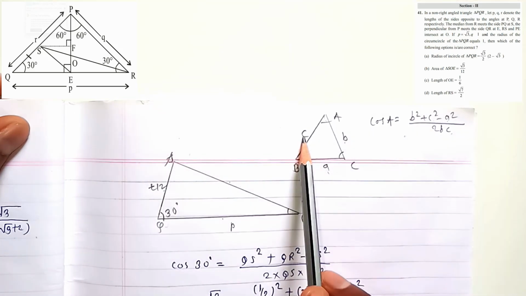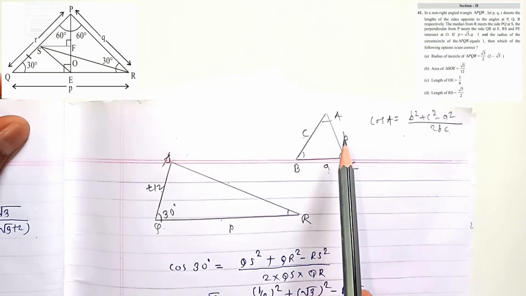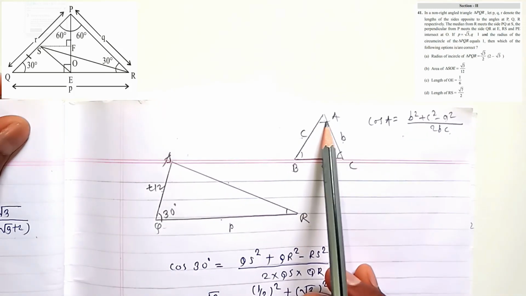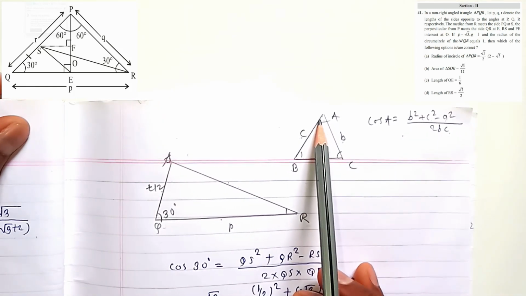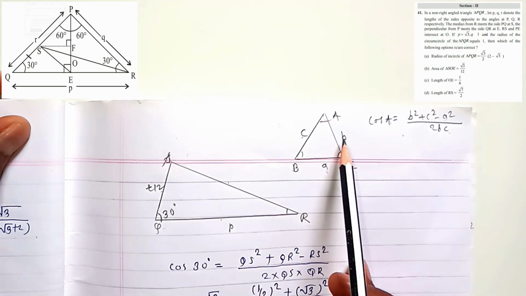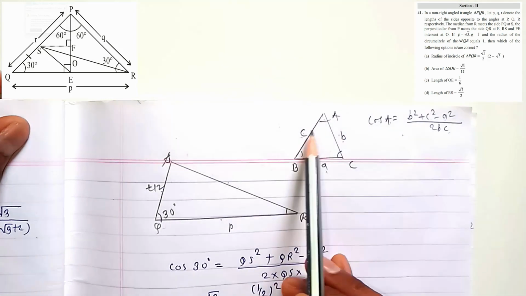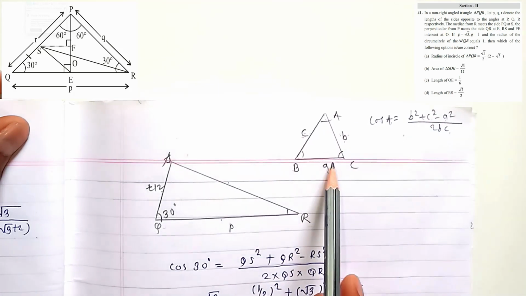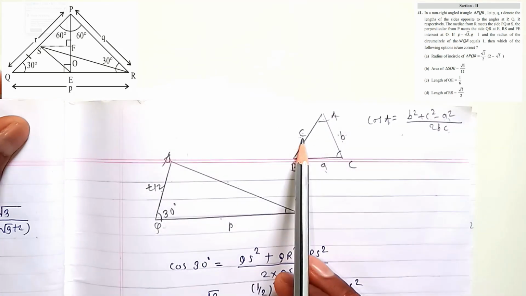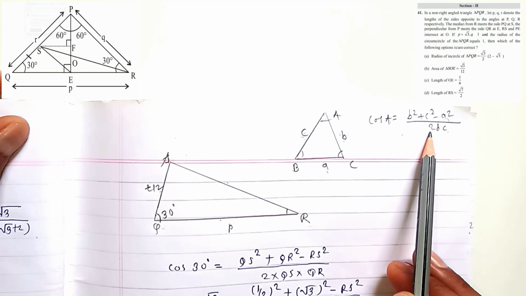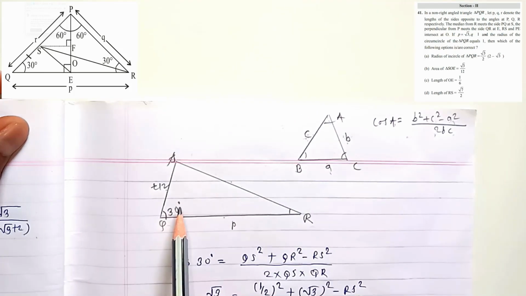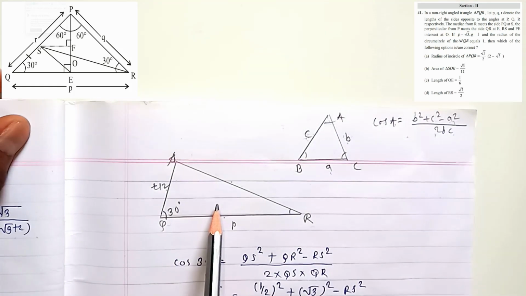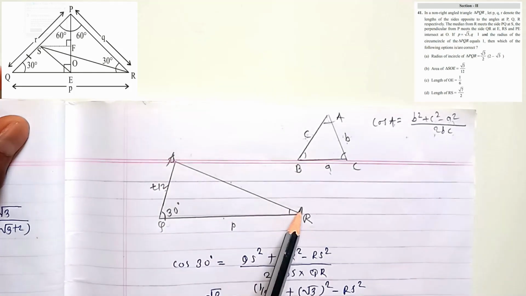So for finding capital A, cos A equals B square plus C square, these are the two sides adjacent to A, minus the opposite side A square, upon 2 times BC. This is the result we have to use here in order to find the value of RAS, that means the third side here, which we want.